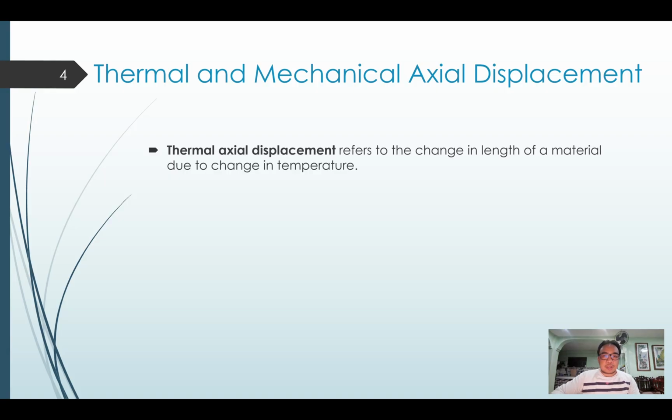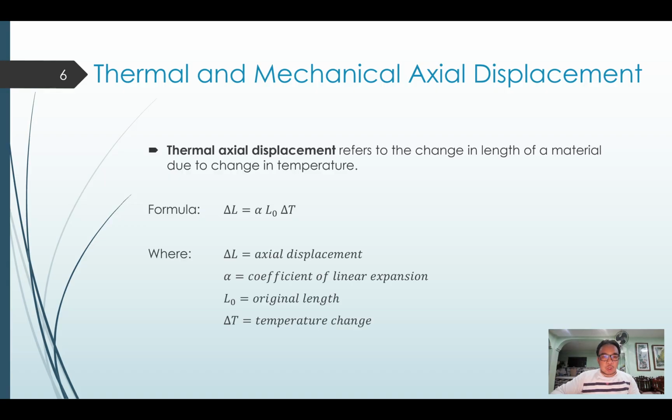First is the thermal axial displacements, which refers to the change in length of a material due to change in temperature. We have the given formula: ΔL is equal to alpha times L₀ times ΔT, where ΔL is the axial displacement, the symbol alpha is the coefficient of linear expansion, L₀ is the original length, and ΔT is the temperature change.